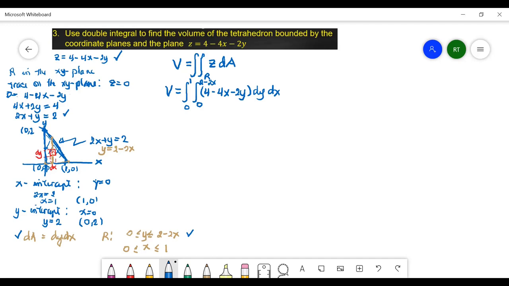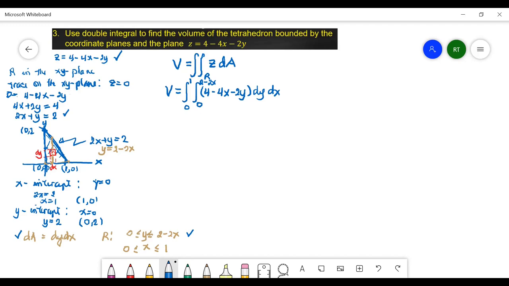Okay, we took it as vertically simple, dy dx, okay? So y will go from 0 to 2 minus 2x, and x will go from 0 to 1. Okay, etong dy dx, vertically simple, parang gumagamit lang tayo ng vertical element, okay? So sa vertical element, kukunin natin yung interval ng y from 0 hanggang saan? Hanggang sa line 2x plus y is equal to 2. Okay? And you can just solve for y, and y is equal to 2 minus 2x.